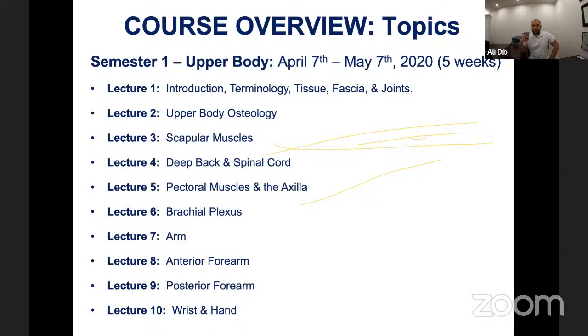I'll be posting a more updated course overview, but it will follow the same order. Again, what we're going to be doing is going through introduction today, terminology, tissue, fascia, joints. It's going to follow the same structure as before, but again, we're adding to it. We're adding to what we did last time for upper body osteology, scapular muscles, and the spinal cord. We're going to add to pretty much every single thing that we've covered last time to make it a more functional experience for you guys.